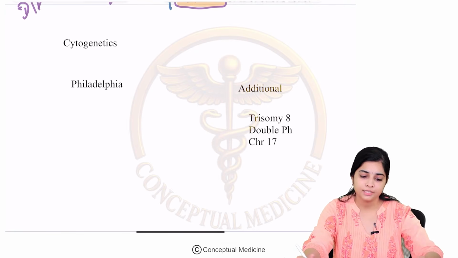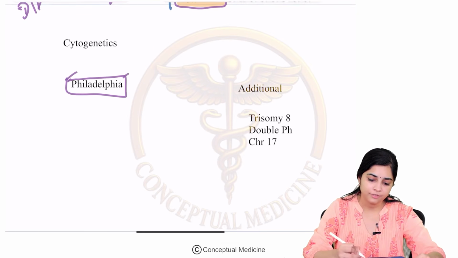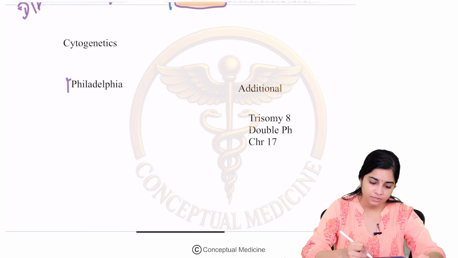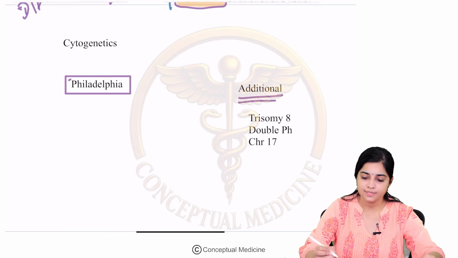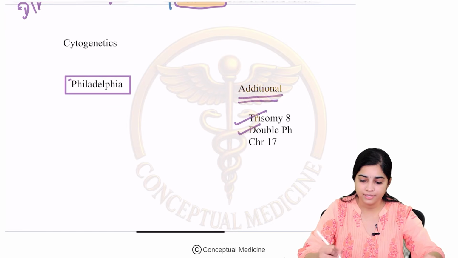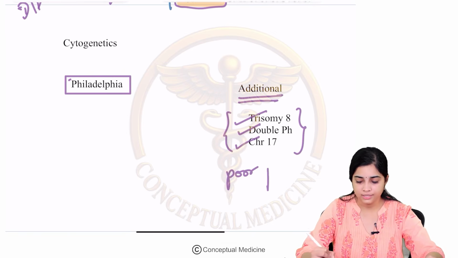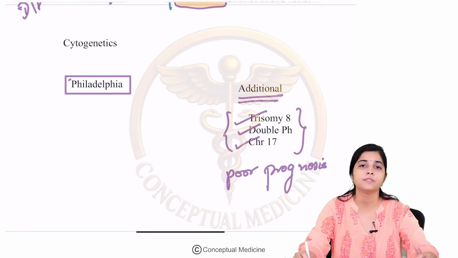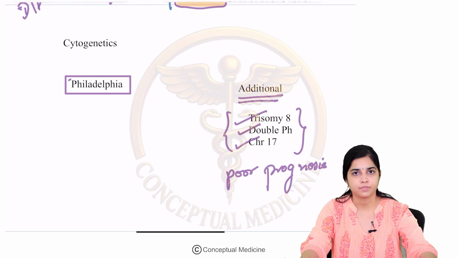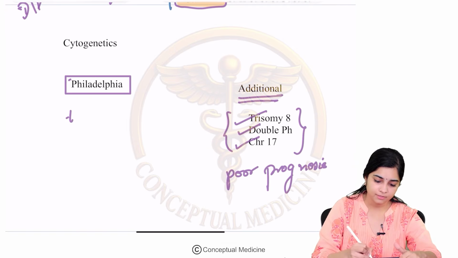In the era of cytogenetics, we do a lot of other testing, and very importantly, the presence of the Philadelphia chromosome is very important when you have to diagnose CML. Apart from that, additional mutations can be seen like trisomy 8, double Philadelphia chromosome, and isochromosome 17. If these additional mutations are present, it usually indicates poor prognosis. Okay, so the presence of additional mutations usually represents a poor prognosis. Fine, but the most characteristic mutation will be the presence of the Philadelphia chromosome, which is translocation 9;22.